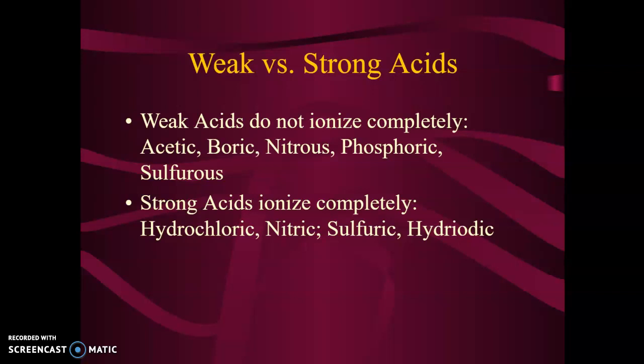So, there are two types of acids. There are weak acids and strong acids. Weak acids are defined as not ionizing completely. So that's the majority of acids. Most acids do not ionize completely. What that means is that they don't completely dissolve into solution the way they're supposed to. And then there are strong acids that ionize completely. Hydrochloric, nitric, sulfuric, hydroiodic. There's only actually 7 strong acids in existence currently.